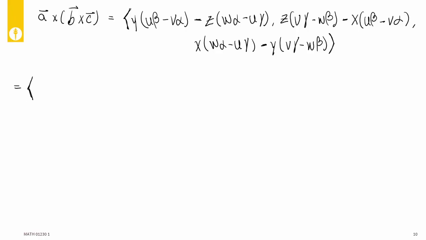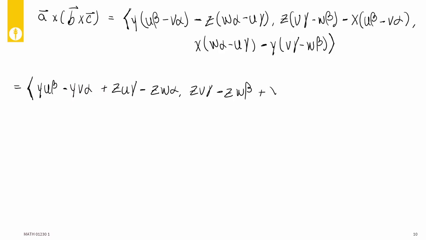I guess the first thing we can do is distribute everything through. Plus CV gamma minus ZW beta plus X V alpha minus X U beta, and then X W alpha minus X gamma plus Y W beta minus Y V gamma. Distribute all that through.